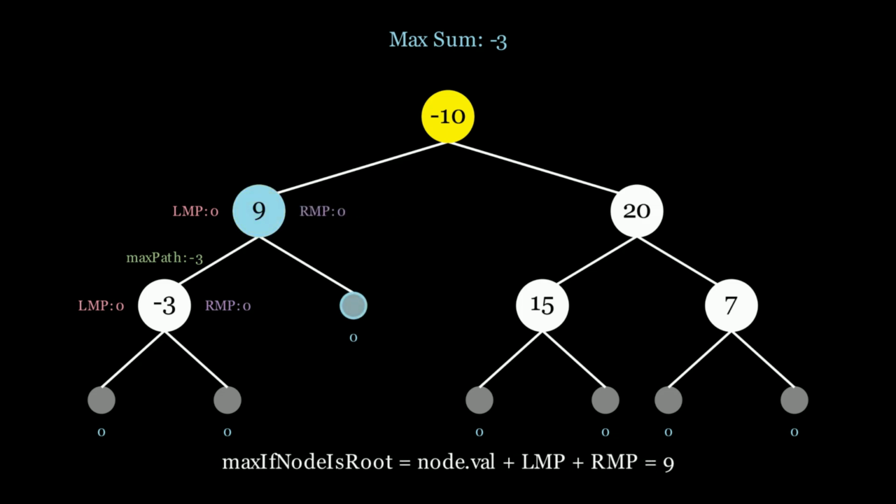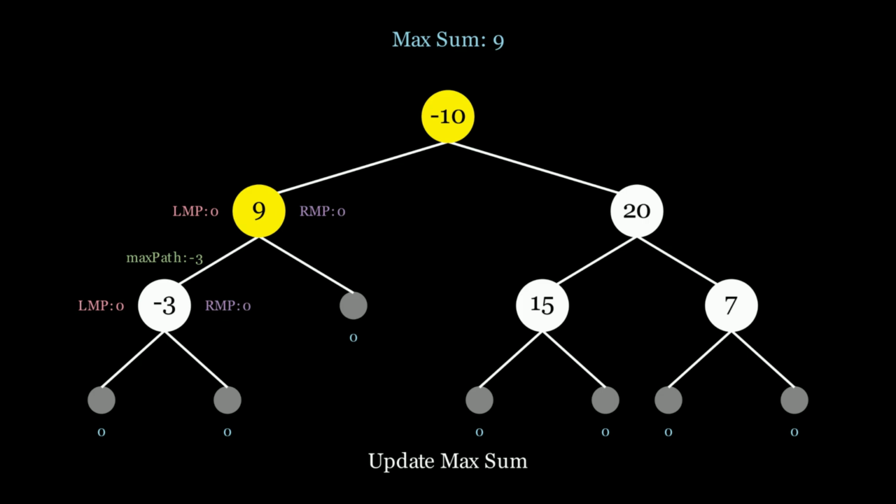Now at node 9, I have to treat it as if this is the root node. So max, if node is root, is the node.value plus the left and right max path sum. In this case, it's just 9 plus 0. Is 9 greater than the max sum, which is -3? It is. So let's update the max sum to 9. We now found a better path to use. We shouldn't use -3, we should use 9.